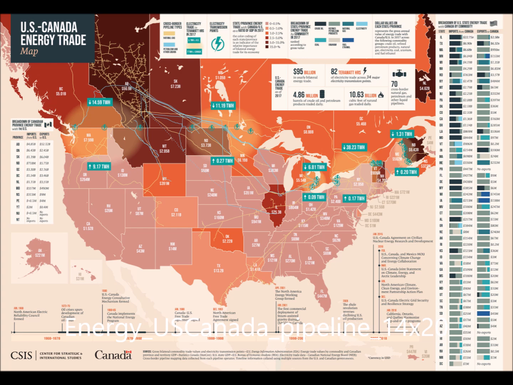This infographic offers a comprehensive view of the US-Canada energy trade, combining economic, geographic, and quantitative data. The central map visually represents the percentage of each state or province's GDP that is attributed to energy trade with the other country, using a color gradient to highlight areas of high economic dependence. Alongside this, the dollar value of energy trade for each region is displayed, allowing for direct comparisons of absolute trade amounts.